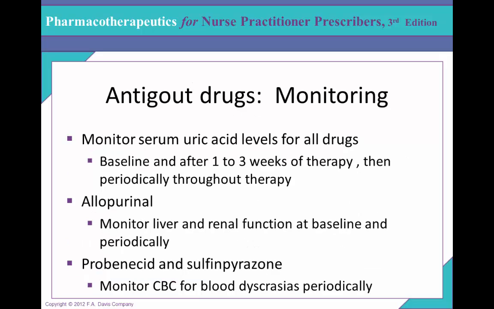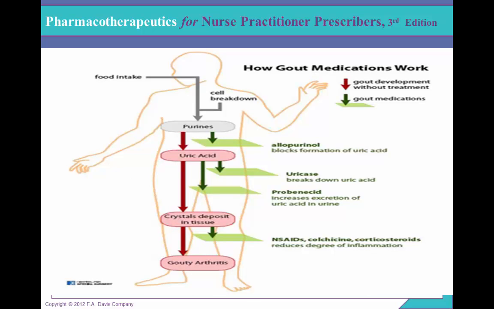So monitor serum uric acid level, of course. You could do one baseline and another after 1 to 3 weeks of therapy, then periodically. For allopurinol, monitor liver function tests and renal function tests, as well as uric acid. For probenecid and sulfinpyrazone, remember that they could produce a decrease of platelets because of their antiplatelet activity, so you could monitor CBC for blood dyscrasias.